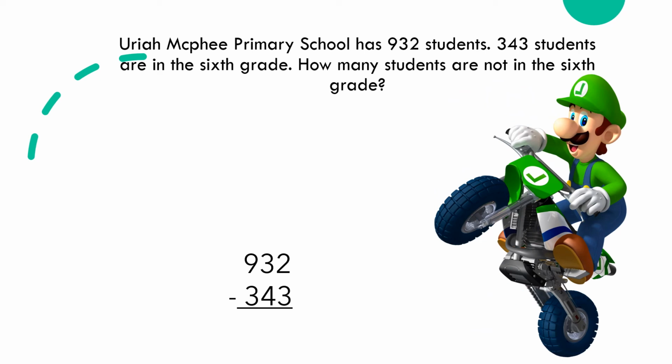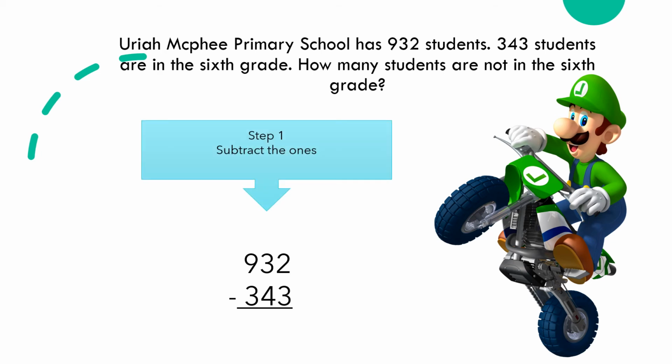Uriah McPhee Primary School has 932 students. 343 students are in the 6th grade. How many students are not in the 6th grade? In order to solve this problem, we must subtract. When we subtract, we write the greater number first, line up the place values of the second number, and then we proceed to step 1.